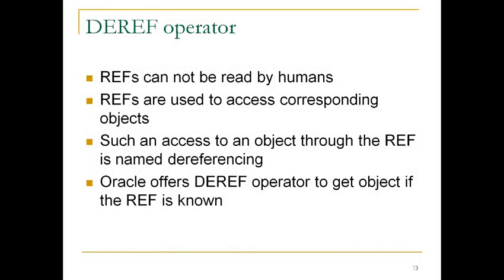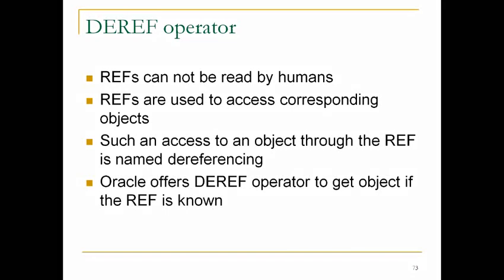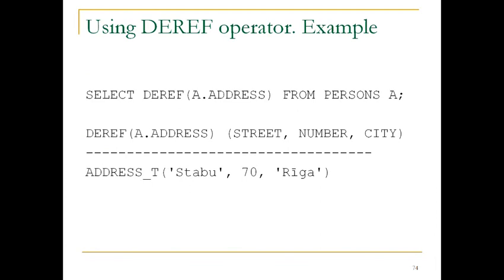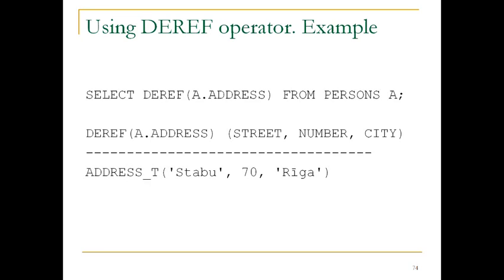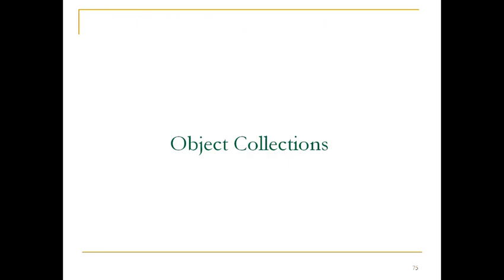Accessing an object through the reference is also named dereferencing. And it looks like this. We can use deref on this field, address, and get the object of that. After we have retrieved this object, we can again use this dot notation and work with all attributes of this object.